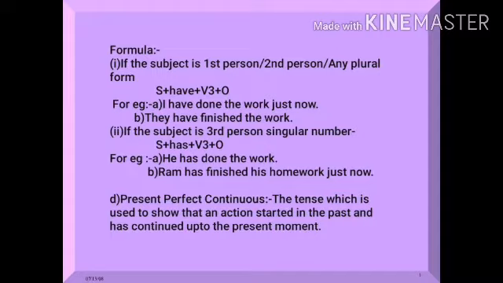Now present perfect continuous tense, the tense which is used to show that an action started in the past and has continued up to the present moment. That means the tense which shows us that an action already started in the past and still it's going on and has not yet stopped. So that tense is called present perfect continuous tense.